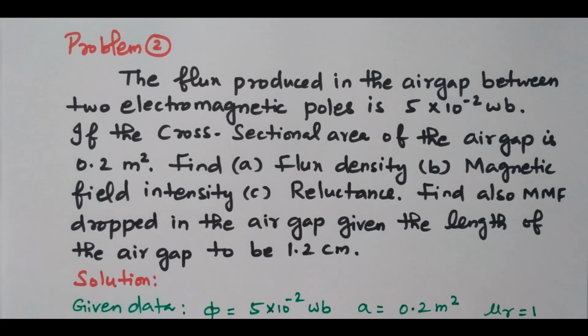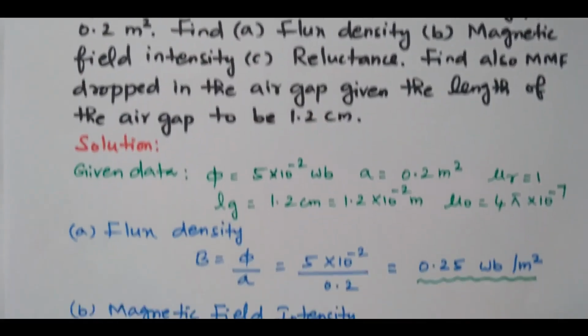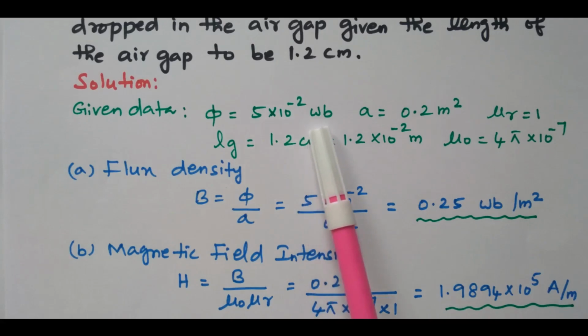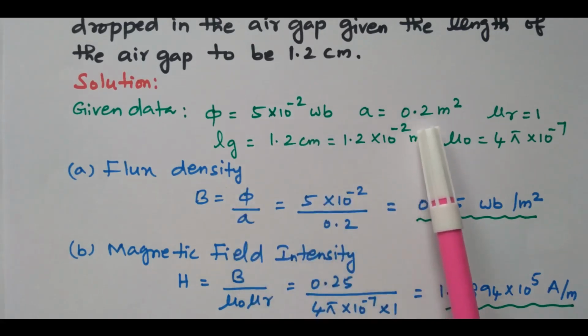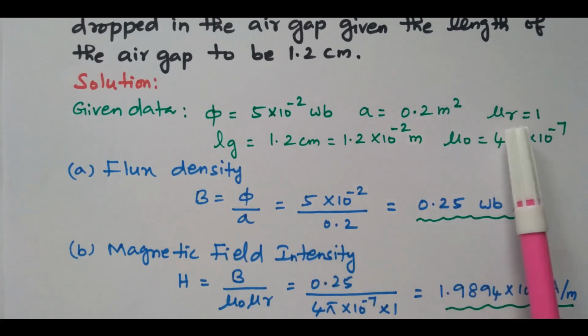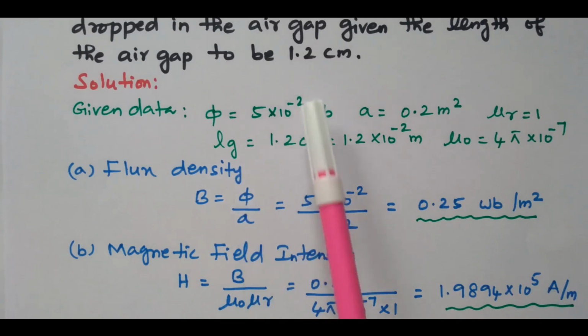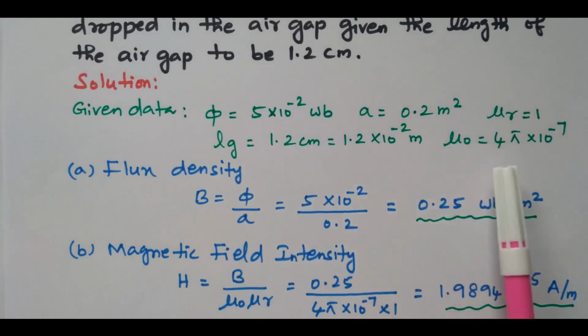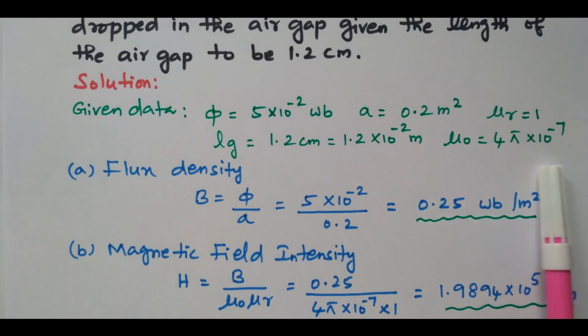Now we will see what data are available. The flux in the air gap is 5 into 10 to the power minus 2 Weber. The area is given as 0.2 meter square. Mu r equal to 1 because it is air core. The length is 1.2 centimeter, that is 1.2 into 10 to the power minus 2 meter. Then mu naught is a constant, the absolute permeability, 4 pi into 10 to the power minus 7. So these are all the data available. Now we'll find the values one by one.